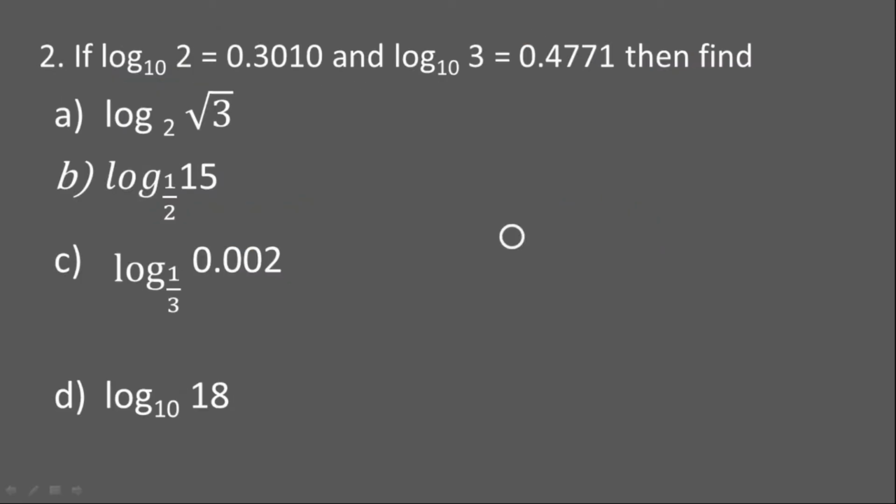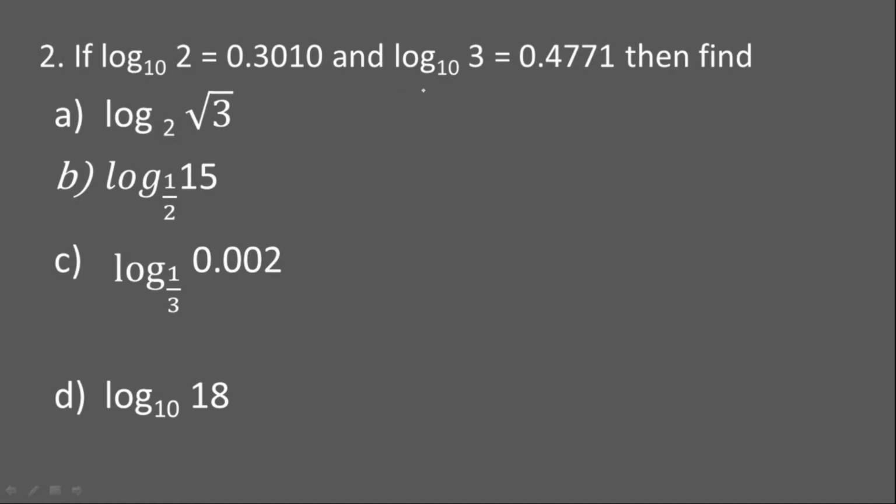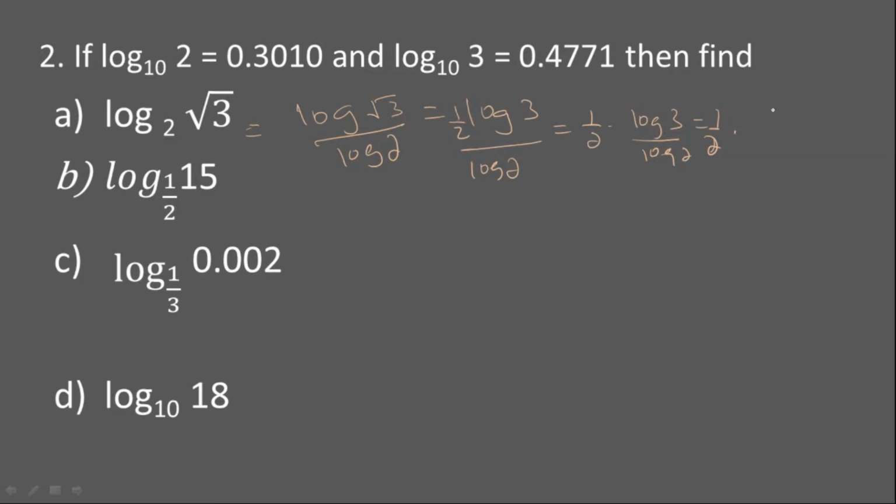Okay, the second example regards the logarithm of 2 and 3. If log 2 and log 3 with the base 10 are given, then we need to find this statement first. By the law of the logarithm, we can write this one like the logarithm of radical 3 over logarithm of 2. Again we have to apply the logarithm law. It can be 3 to the power of 1/2, and bring the power to the front: log 3 over log 2. This means 1/2 times log 3 over log 2. This means 1/2 times 0.4771 over the logarithm of 2 to the base 10, which is 0.3010.